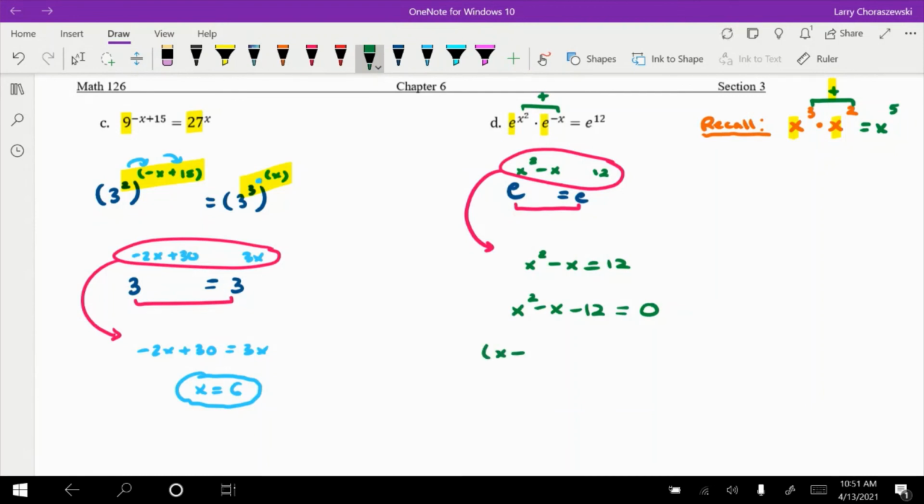Fortunately, this does factor as x minus 4 times x plus 3. And upon setting each factor equal to 0, we actually get two answers for x. X equals 4 and x equals negative 3.